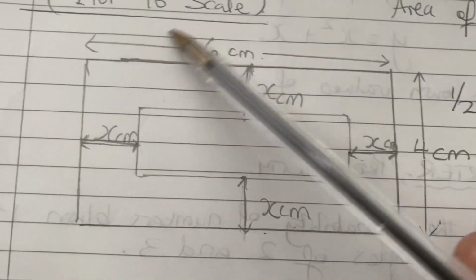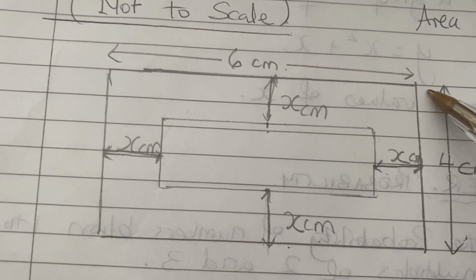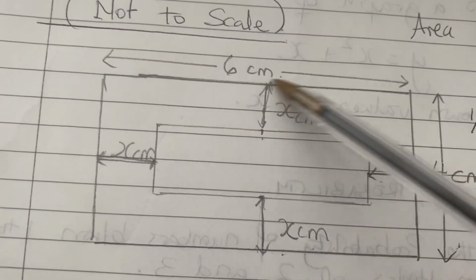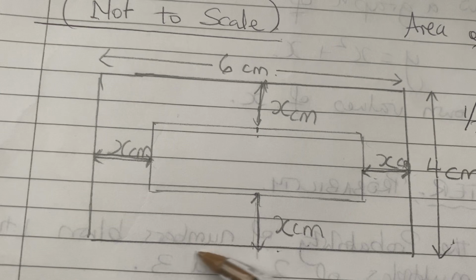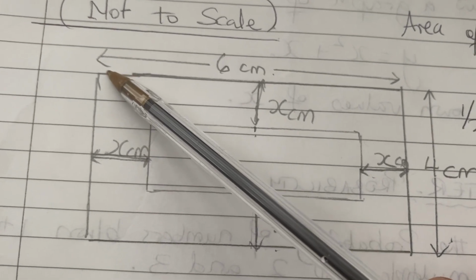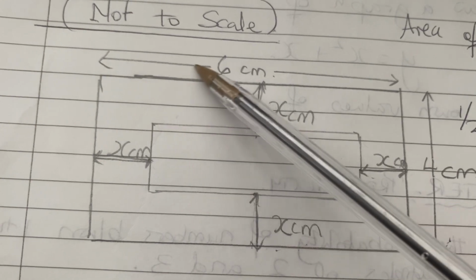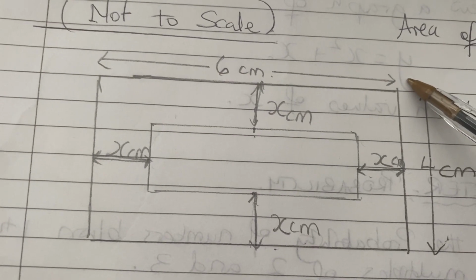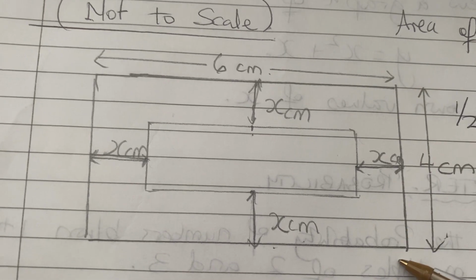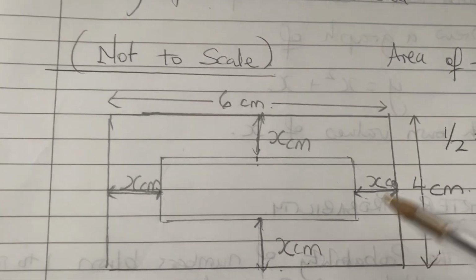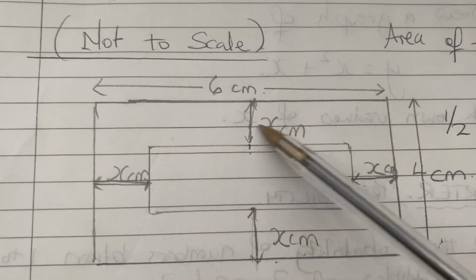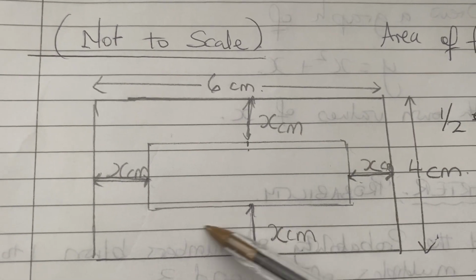So this diagram is not to scale. I took this from the wording of the question. So the length of the room is 6 centimeters and the width is 4 centimeters. Again, not to scale. Now the rectangular mat is placed like that.